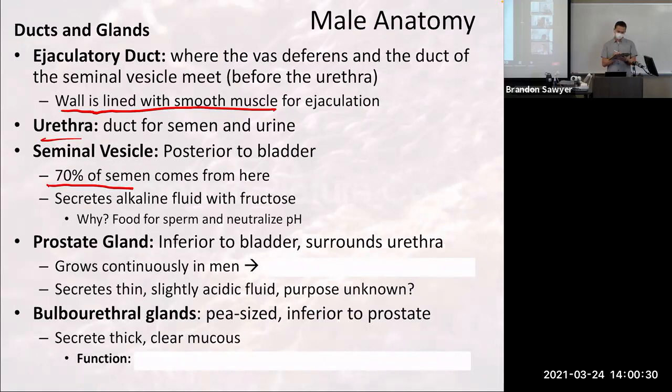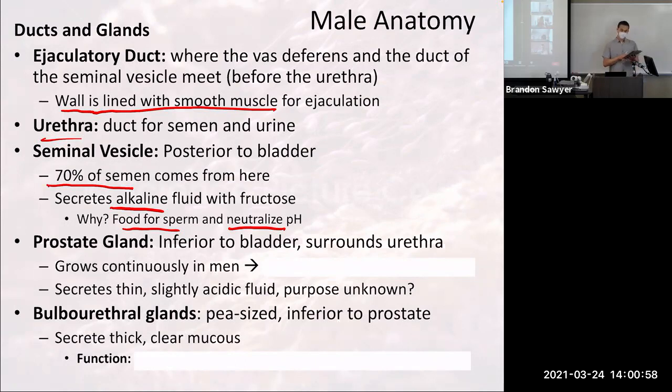Okay, so it releases this fluid that has a very high pH, very alkaline fluid, but also contains sugar, contains fructose. Okay, and the reason for this is the fructose is literally there to feed the sperm, to give them energy so they can keep producing energy in their mitochondria to drive their tails, right? And then the alkaline is to neutralize the typically acidic environment in the vagina.